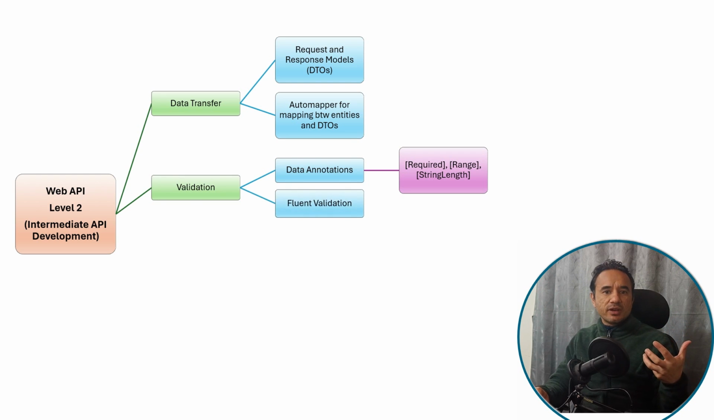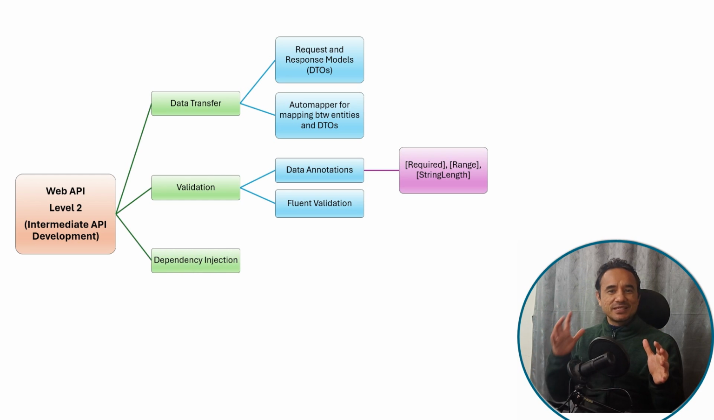Then there are advanced validation scenarios for which you can explore fluent validation, but it is optional. Next, even more important is dependency injection. And yes, DI is essential for clean and testable code in web API with .NET Core. It is actually a part of .NET Core.